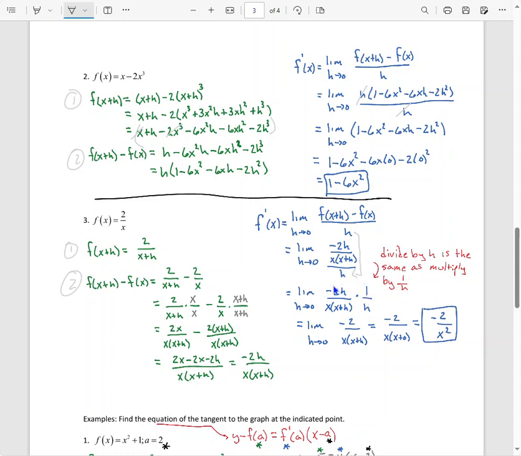So when I change this division to multiplication by the reciprocal, notice now my h's cancel out. And I'll have negative 2 over x times x plus h. And you're thinking to yourself, yeah, but I still have an h in this denominator. Check it out. What happens when I put in a 0 for h? It's not the entire denominator anymore. There's other stuff going on. So when I have x times x plus 0, that's just x squared in the denominator. I'll have a negative 2 over x squared as my derivative.